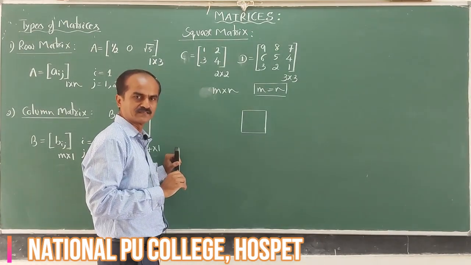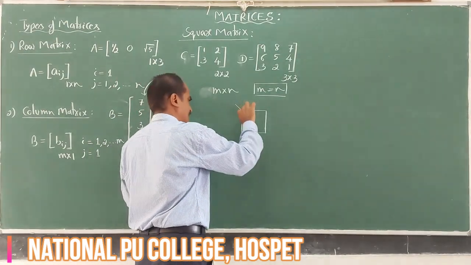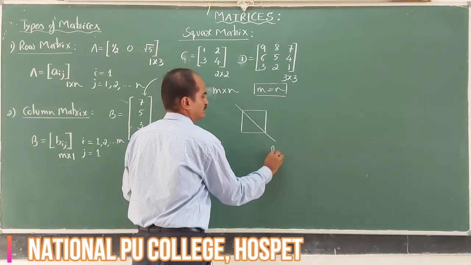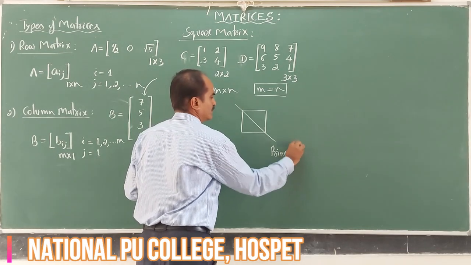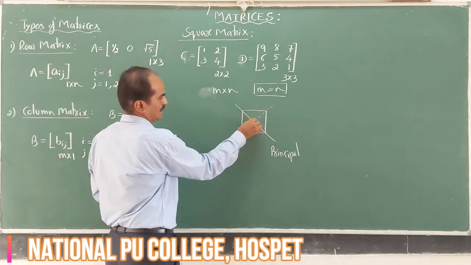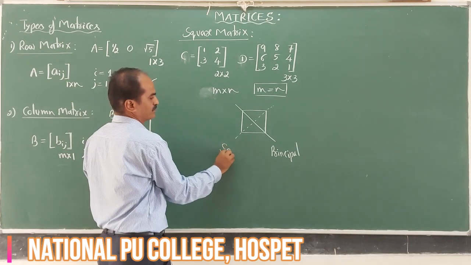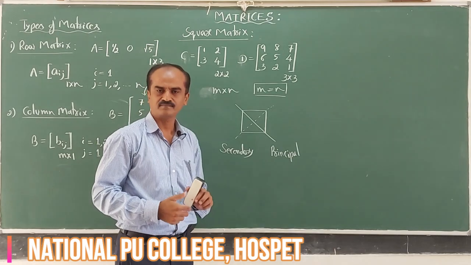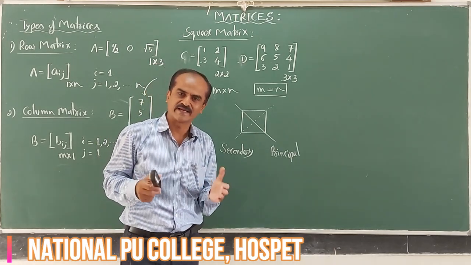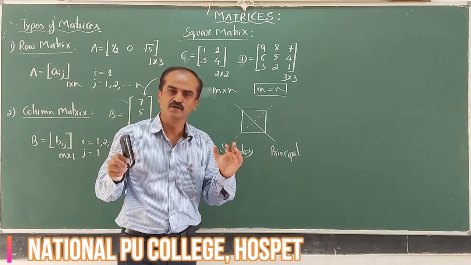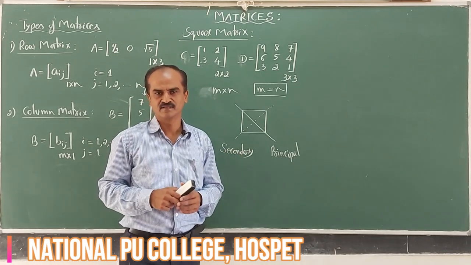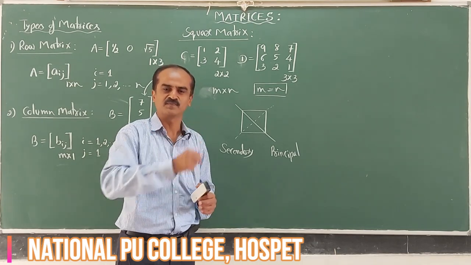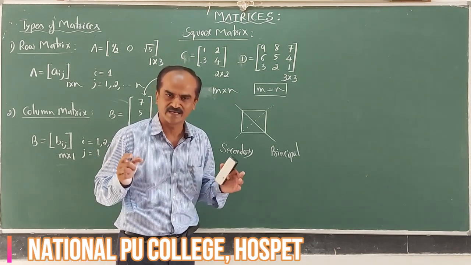As you know, a square will have two diagonals. This is diagonal one. This is called the principal diagonal, and the other one is the secondary diagonal. In the matrix chapter, when we say diagonal, it always refers to the principal diagonal. Remember that. Now, the elements of a square matrix lying along the principal diagonal are treated as diagonal elements.